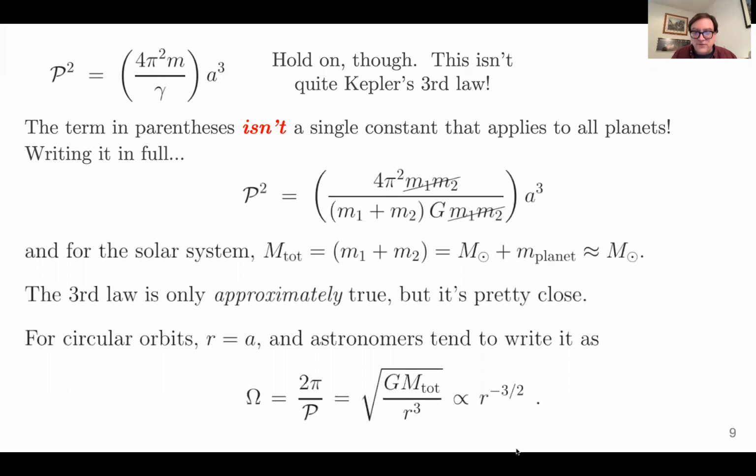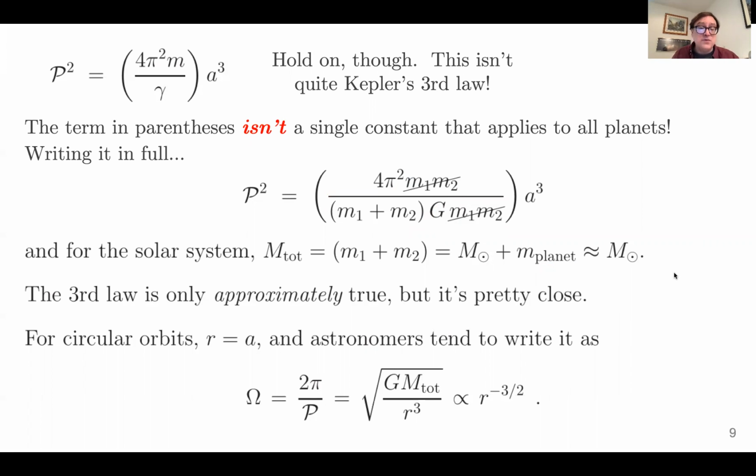If you write this in full, we can write the reduced mass as M1 times M2 divided by the total. And then the gamma is this other thing over here. The M1, M2s cancel out, and all that's left is the total mass. And of course, you know that the sun is much, much more massive, by at least a factor of 10,000 or so, than even the heaviest planet, Jupiter. So this is roughly equal to just the mass of the sun. So Kepler's third law is not an exact thing. It's only approximately true, but it's pretty close when the sun is much more massive than the planets.